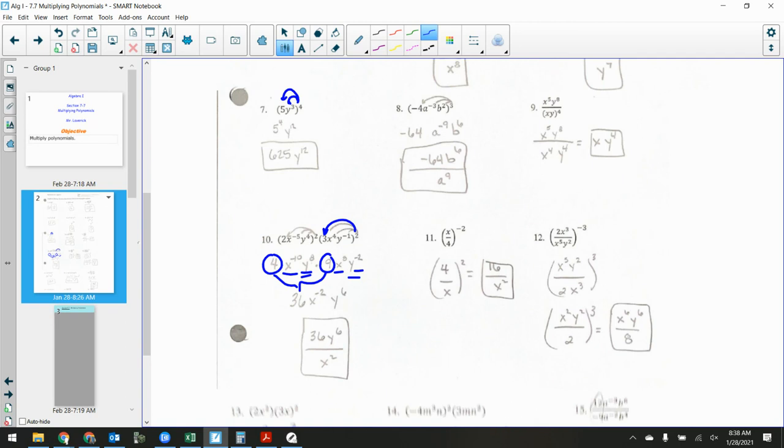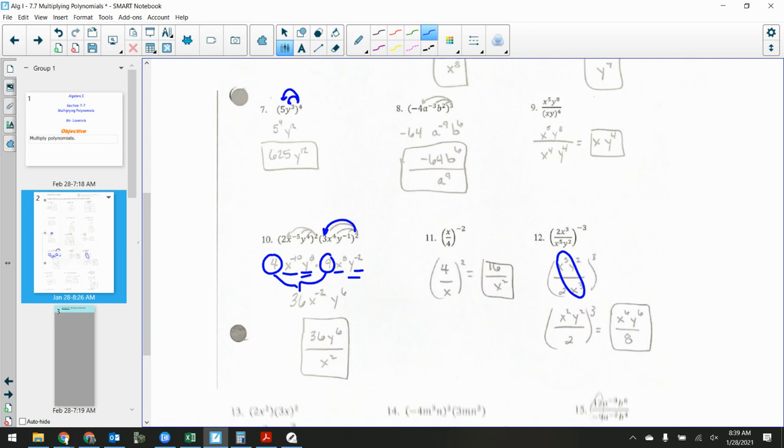Remember, when I've got a negative exponent on a fraction, we flip the fraction. So 4 over x squared should be 16 over x squared. Number 12, I would simplify before I evaluate here. Remember, flip the fraction: x to the 5th, y squared over 2x to the 3rd, and then I can simplify here. That's just an x squared on top. So x squared, y squared over 2.